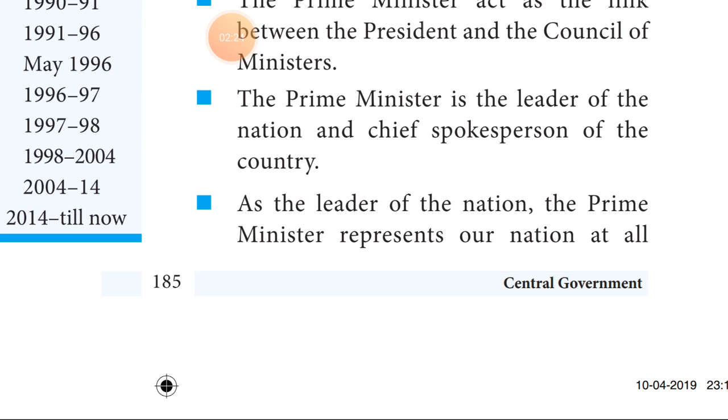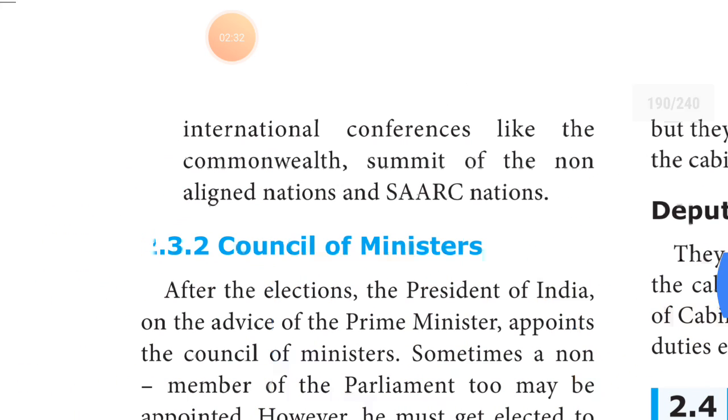Next, the last important function of the Prime Minister: as the leader of the nation, the Prime Minister represents our nation at all international conferences like the Commonwealth Summit, the Non-Alignment Movement, that means NAM, and SAARC nations. The President is already the head of state; as the leader of the nation, the Prime Minister attends international conferences like NAM, SAARC, Commonwealth, G8 also. For any international conference, only the Prime Minister can attend. Okay, so the Prime Minister's functions I have explained.